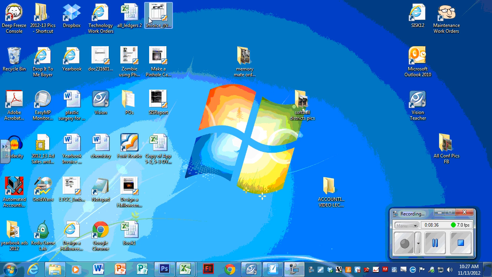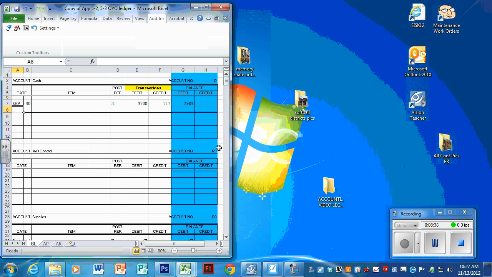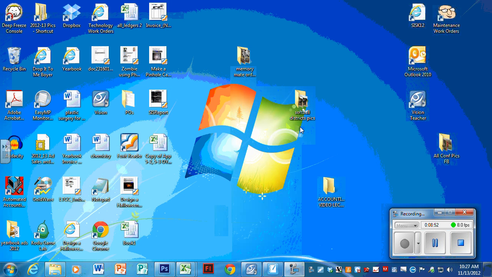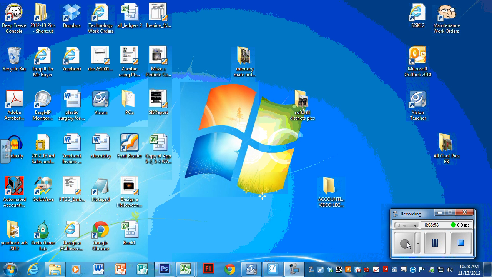Okay, for application 5.2 and 5.3, open up a blank all ledgers. Get to a blank all ledgers. Navigate to your GL tab and let's start putting in our account titles and our account numbers. You'll be doing this, Mitch, on a blank ledgers. Here we go. First account, cash, account number 110. Second one, AR control, 120. Third, supplies, 130. Next one, PPNs, account number 140.